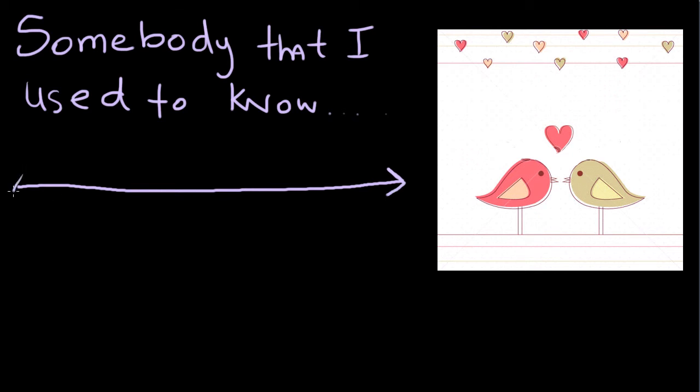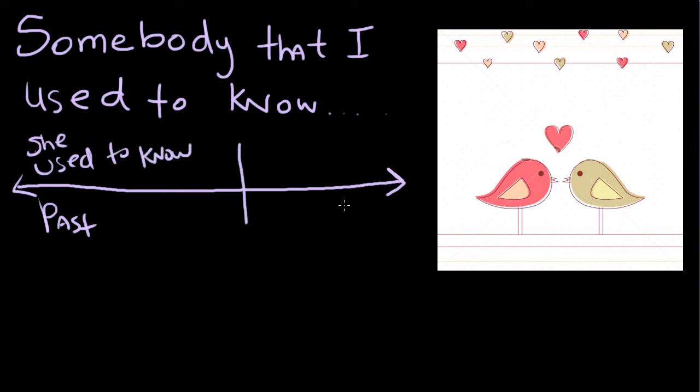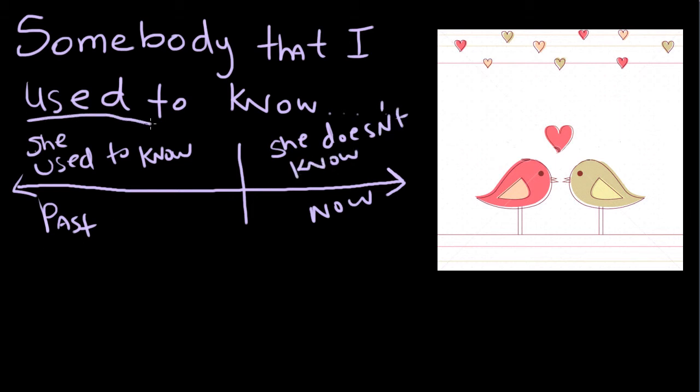For example, this is a timeline. So, in the past, she used to know somebody, but now she doesn't know them anymore and she doesn't see them. When we talk about used to, it's about something that we did in the past but now we don't do. Let's look at some examples.